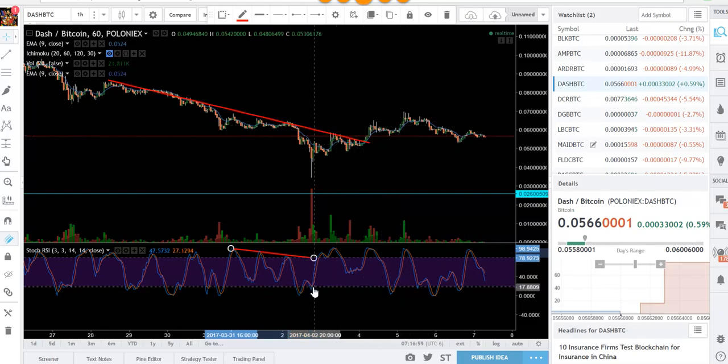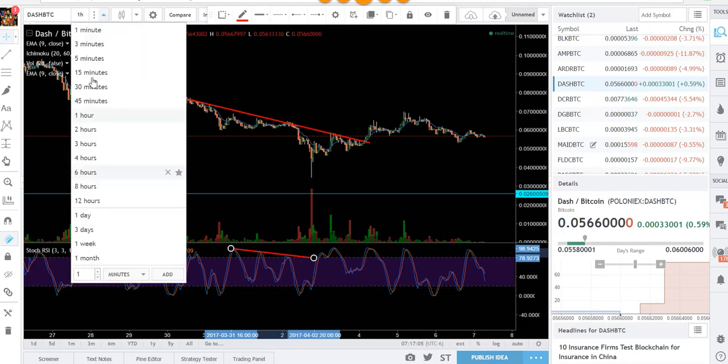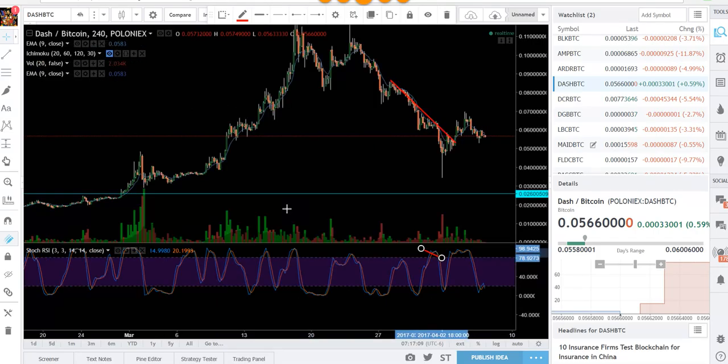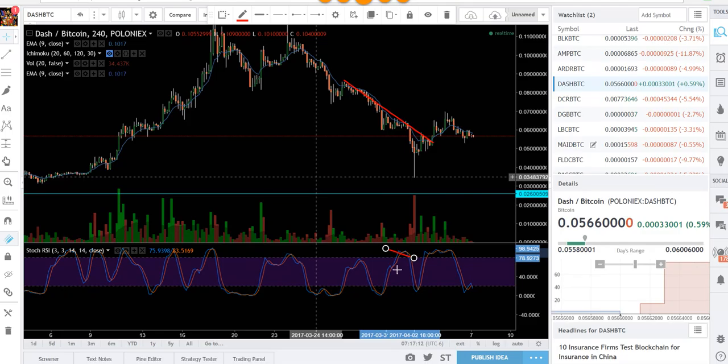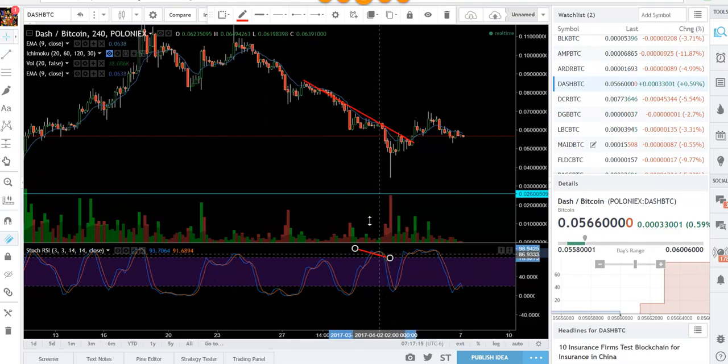But this move right here crossed right here. And I bet you it crossed on a higher time frame too, let's say like a 4 hour. Right here. Same way. Let's get rid of this.